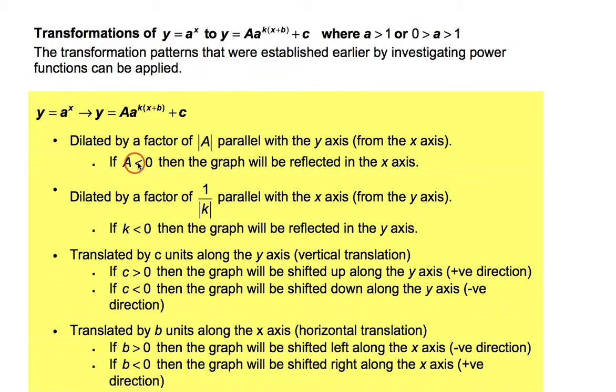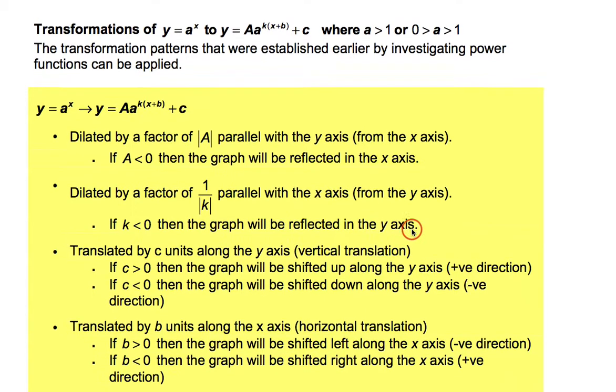Notice that if A is less than 0, then the graph will be reflected in the x-axis, and we've learned about that behaviour before. What's the effect of the coefficient of x, the value before the x, this k? In this case, it will be dilated by a factor of 1 over the magnitude of k, parallel with the x-axis. That is, it's from the y-axis. So in other words, every x value will be multiplied by 1 over k. Also if k is less than 0, so if k is negative, then the graph will be reflected in the y-axis.